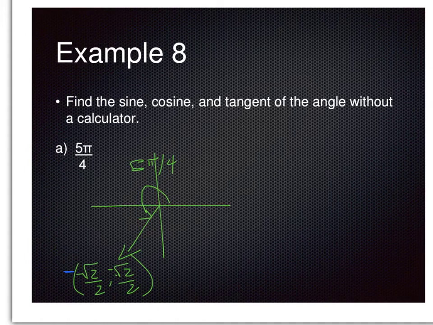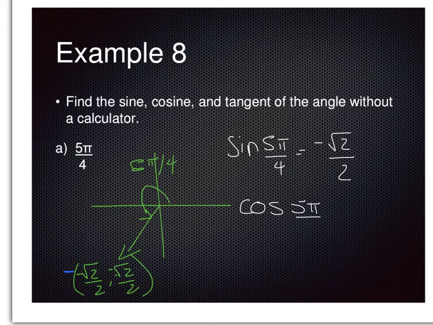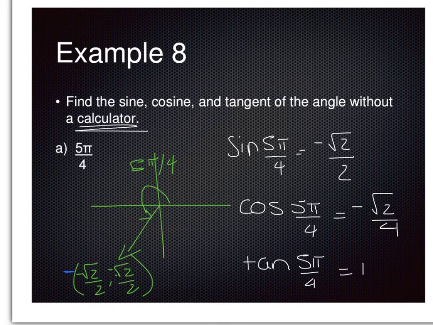So now we want to find sine of 5 pi over 4, which is going to be your y. Your cosine at 5 pi over 4 is going to be your x. And your tan at 5 pi over 4, when I put y over x, anything divided by itself is 1. So notice that I did not use a calculator. I used the concept of the unit circle to help me answer this question.